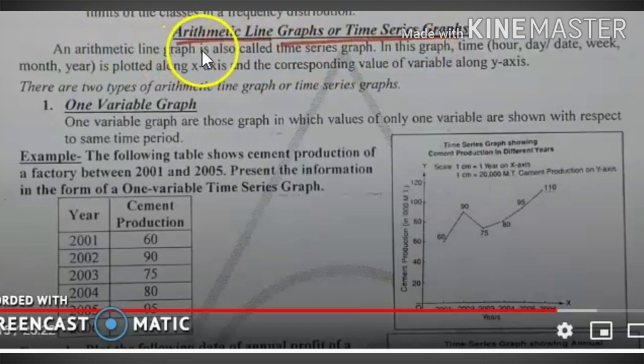Next is the arithmetic line graph or time series graph. An arithmetic line graph is also called a time series graph. In this graph, time, hour, day, date, week, month, or year is plotted along the x-axis and the corresponding value of the variable along the y-axis. There are two types of arithmetic line graphs or time series graphs. One is the one variable graph. One variable graphs are those graphs in which values of only one variable are shown with respect to the same time period.